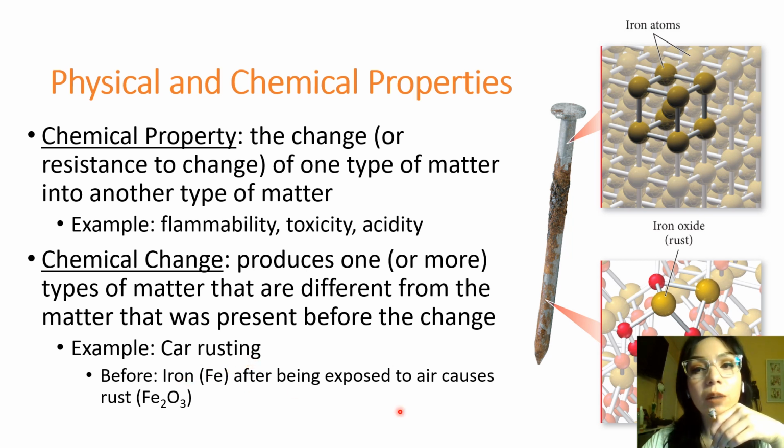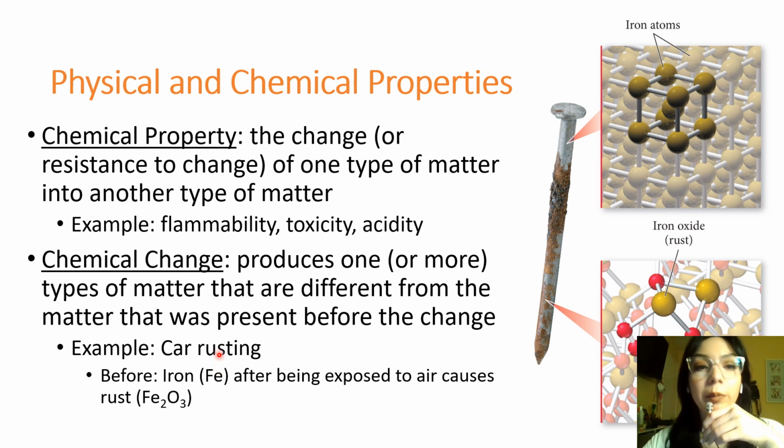So whenever a car rusts, the iron that exists outside on the car, I don't even think there's cars with iron anymore, they're all plastic, but let's say you have an old school car that actually has iron and it sits outside for a very long time without you washing and cleaning it. It's going to react with the oxygen in the air and it's going to turn into iron oxide. So that's a completely different compound compared to just iron by itself. So that's what a chemical change is.